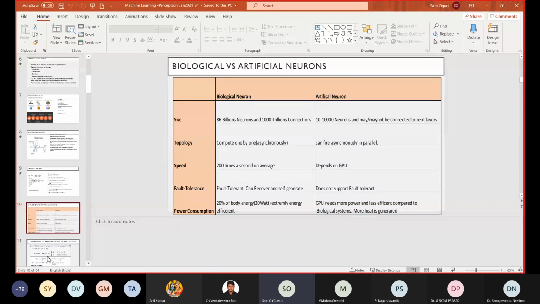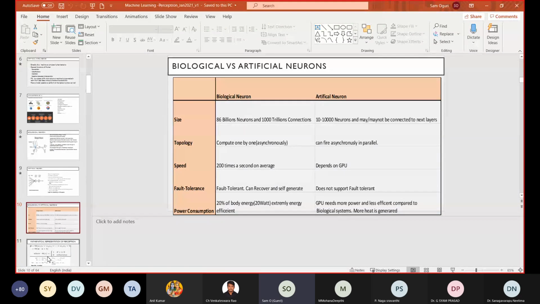Another advantage that we have is that it is fault tolerant. For example, if a particular neuron has been damaged by an accident or something like that, or if a person is sick and the amount of energy that goes to the brain is quite less, the neurons sometimes can be damaged. But the good thing about the biological neuron is it can repair itself. While an artificial neuron cannot repair itself. If it is damaged, that's it. You need to get it replaced.